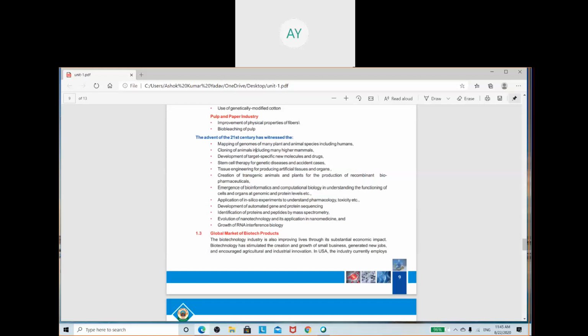Then, to treat genetic diseases you do gene therapy. Tissue engineering for producing artificial tissue and organs, that is, from your cells we can develop whole organs, like your limbs, your heart, your kidney. So that is the development of particular organs. Okay, limbs means hands and legs. Okay, and your fingers. Then creation of transgenic animals for production of recombinant biopharmaceuticals, meaning molecular farming.